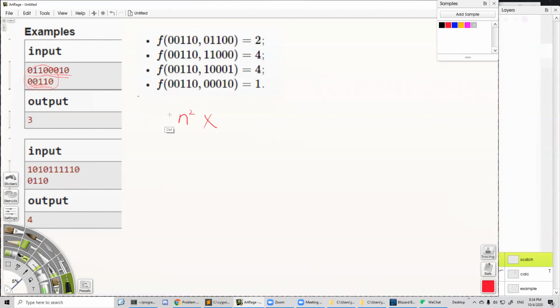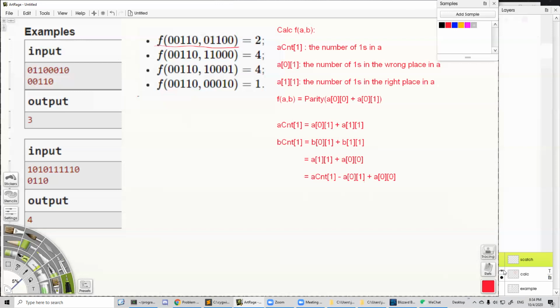So what can we do? So we are going to simplify the calculation of this function. So how are we going to do that? Let's see the algorithm here. So this algorithm is going to calculate the function here. So the input is two streams. One is A and one is B, right?